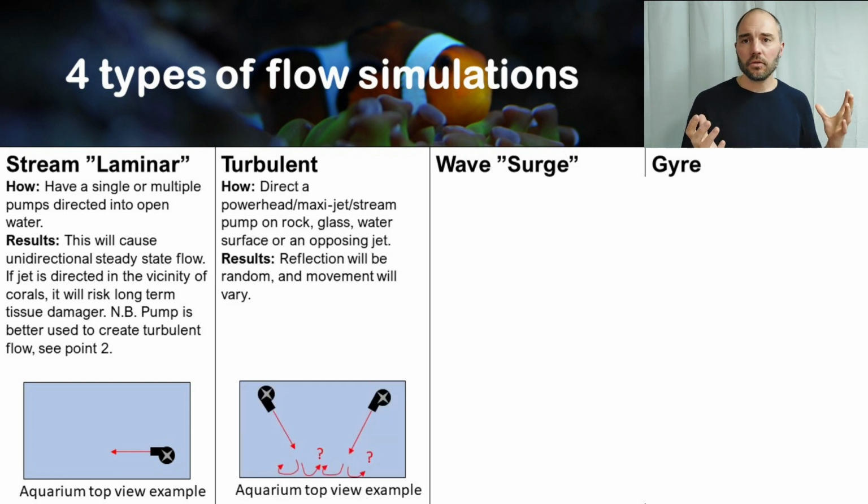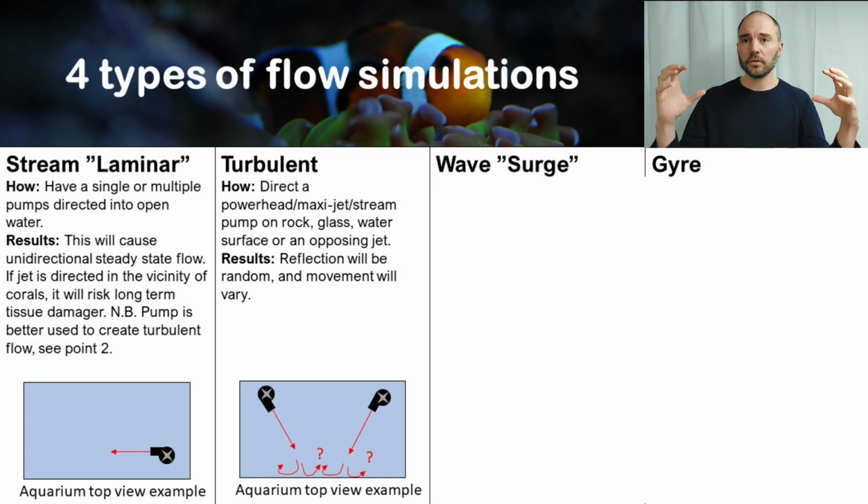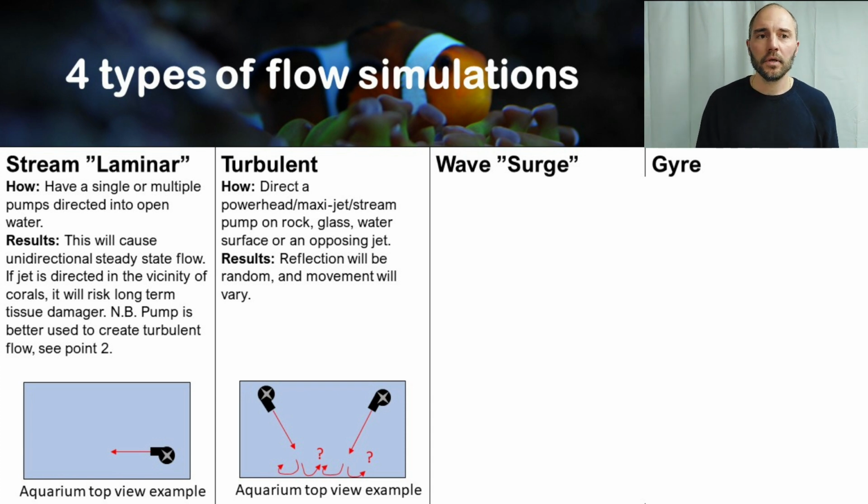So, what is then turbulent flow and how do you create turbulent flow? You direct a power head, a maxi jet or a stream pump onto a rock, the glass or even the water surface. And you can actually also take 2 pumps and direct them at each other, have them collide. So the result is that the flow will reflect and the reflection will be random. So movement in the water will vary. And that is very beneficial for corals and fish and your system. So that's very, very good.